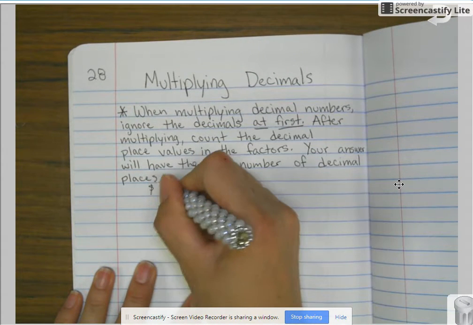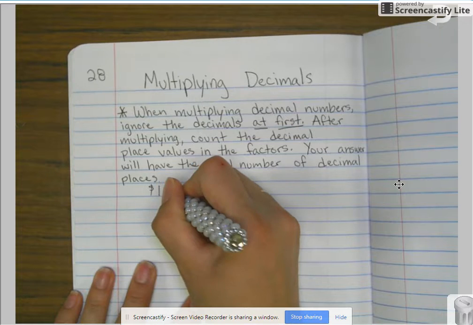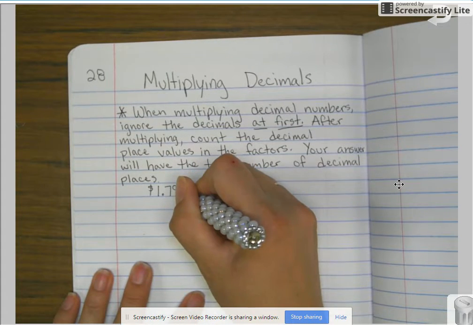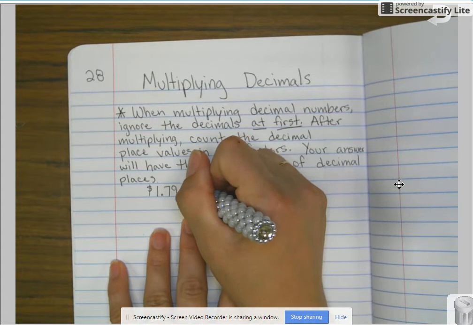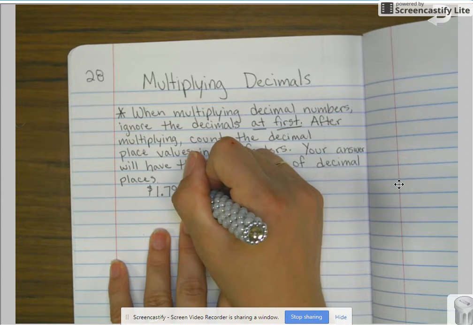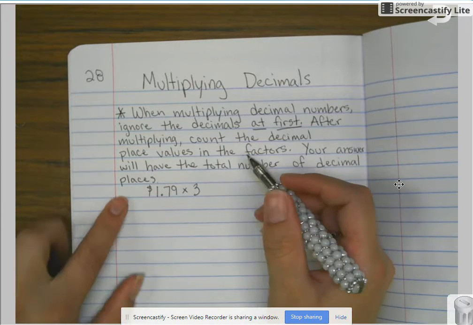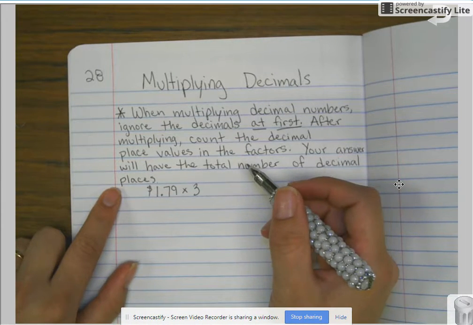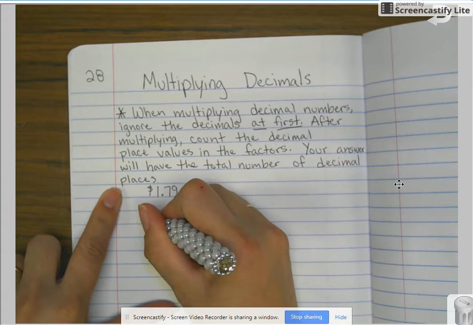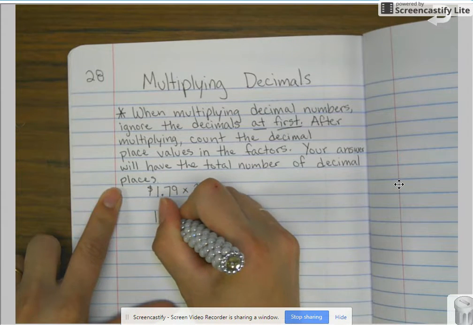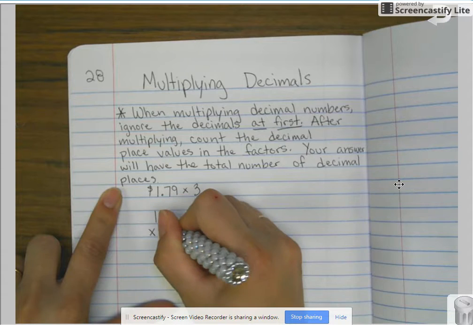So we're going to do $1.79 times 3. So 3 large candy bars at $1.79 a piece. How much is it going to cost? We could add $1.79 plus $1.79 plus $1.79, but multiplication makes that a little faster on us. So remember how I said ignore the decimals at first? So I want you to write 179 times 3.